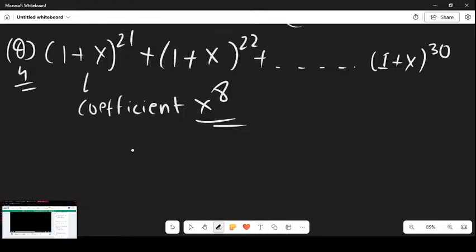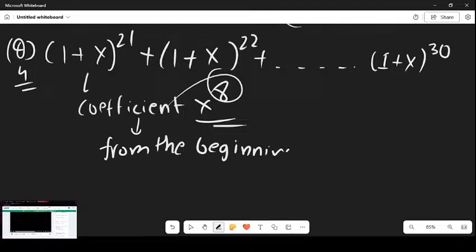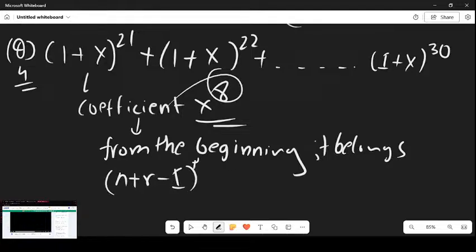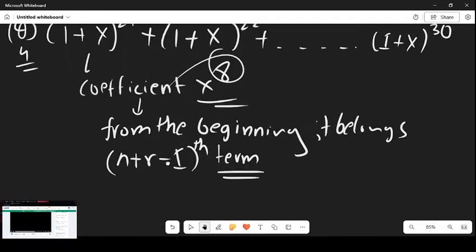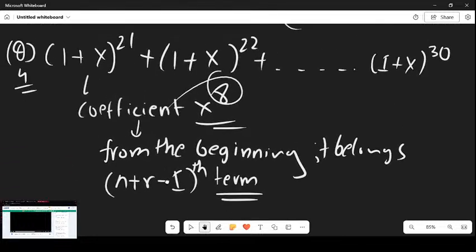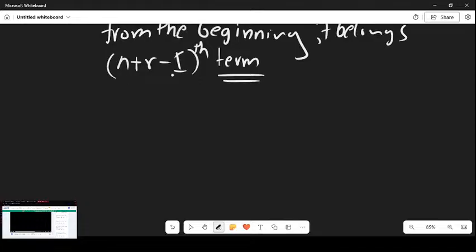So 8, I need 8. So from the beginning, which term is it? Which term does it belong to? From the beginning it belongs to m plus 1 r minus 1 the term. Okay, it belongs to this term. So I need to manipulate. Okay, okay.